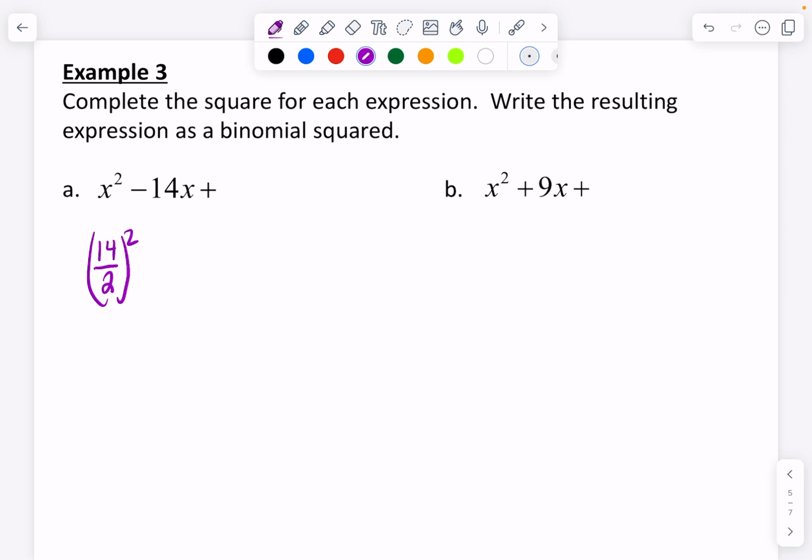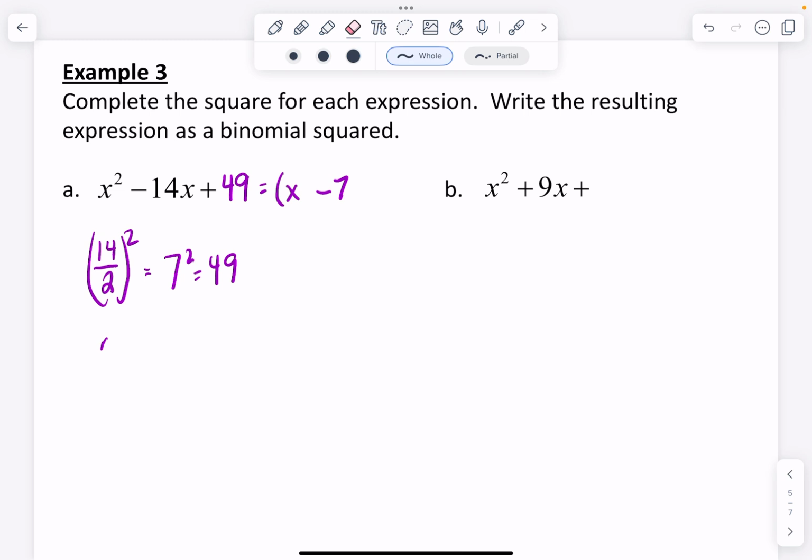I divide it by 2 and I square it. It doesn't matter if I take the plus or minus because when I end up squaring it, a square of a negative is still going to be a positive. So I get 7 squared, which is 49. And then that factors to x squared, same sign in the middle, the square root of the number I just found, all to the second power.